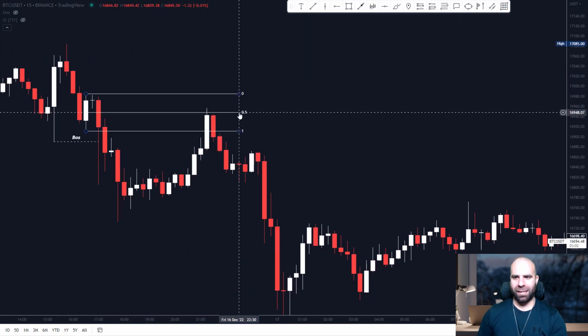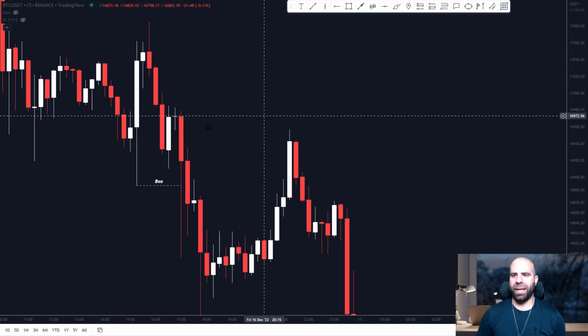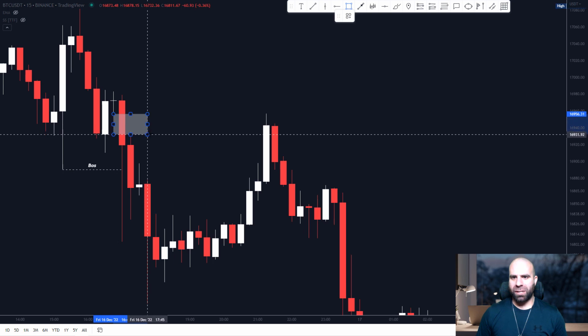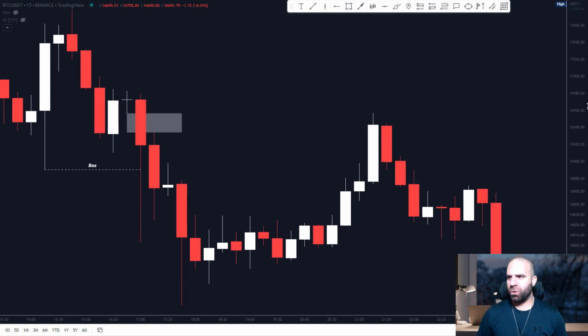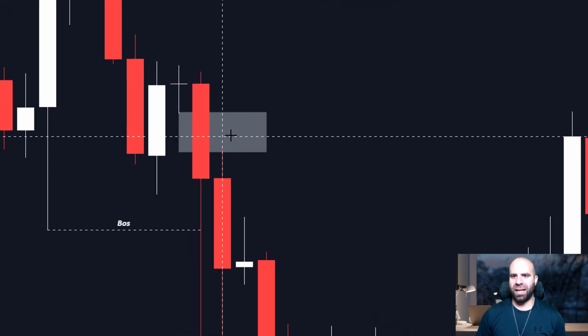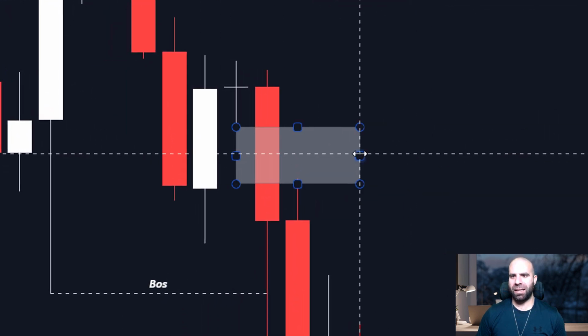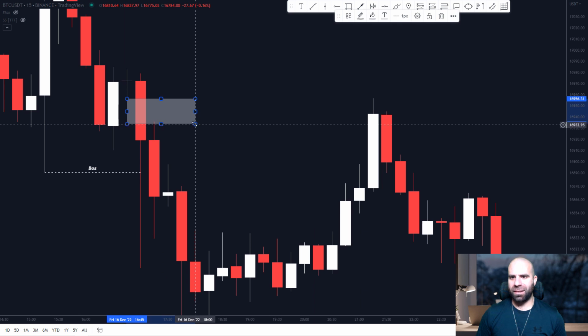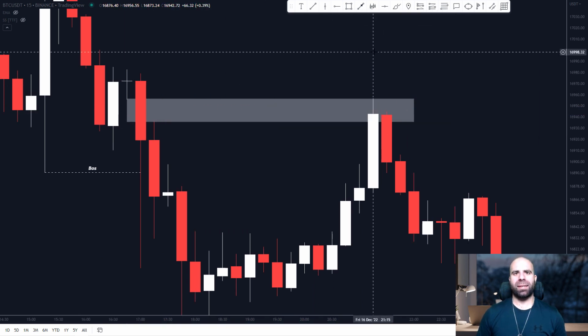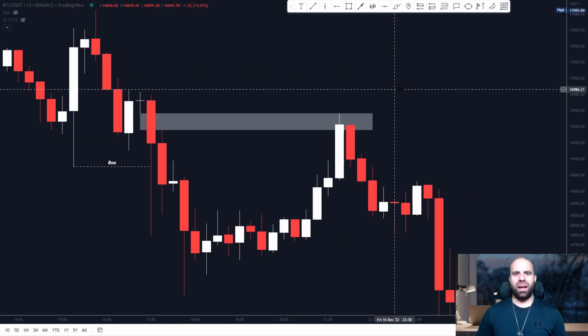Now you might ask, why can't we enter the trade from the imbalance? As you can see over here, there is an imbalance which is formed between this wick of this left candlestick and the wick of this right candlestick. And if we extend that to the right, you will see how perfectly price reacted from the imbalance. The answer is very, very simple. I will give you two answers on this question.